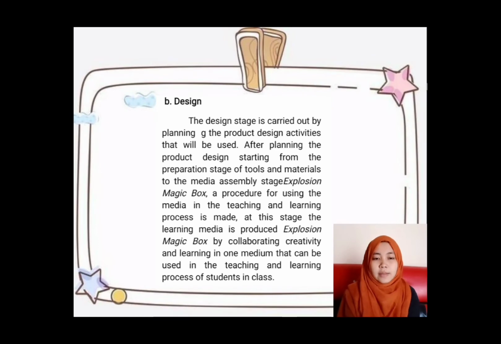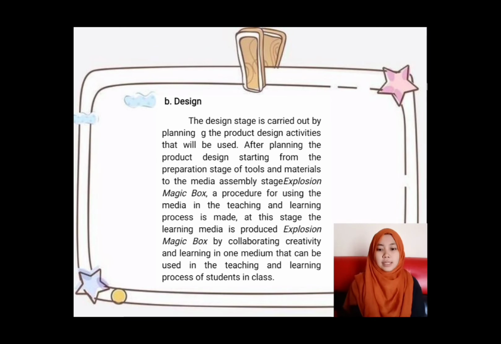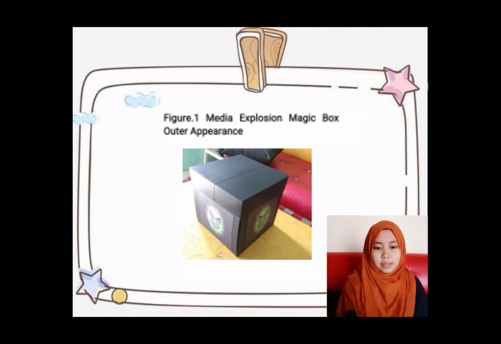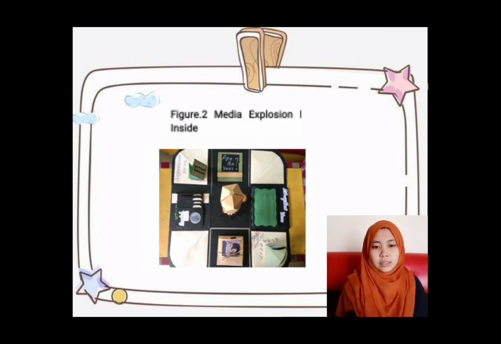B. Design process. The design stage is carried out by planning the product design activities that will be used. After planning the product design, starting from the preparation stage of tools and materials to the media assembly stage of the explosion magic box. A procedure for using the media in the teaching and learning process is made at this stage. The learning media explosion magic box is produced by collaborating creativity and learning in one medium that can be used in the teaching and learning process of student in the class. We can see the picture. Media explosion box, outer appearance, and this picture shows the media explosion box inside.